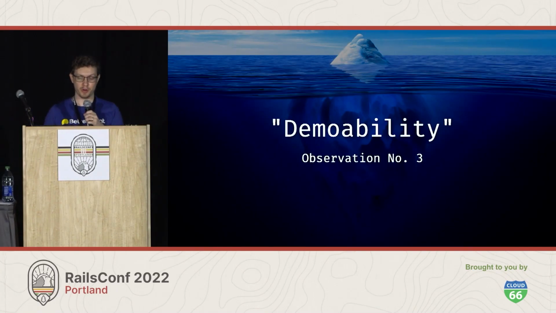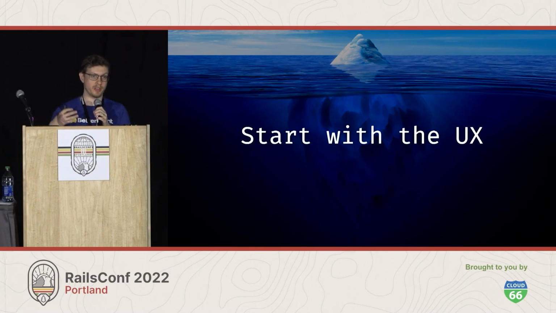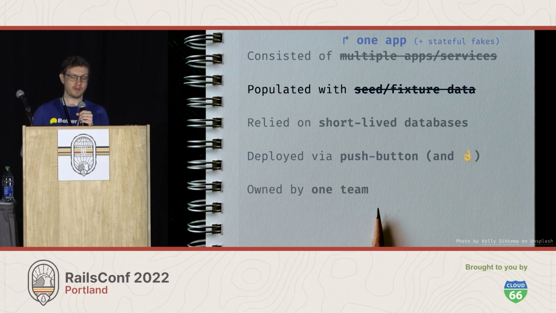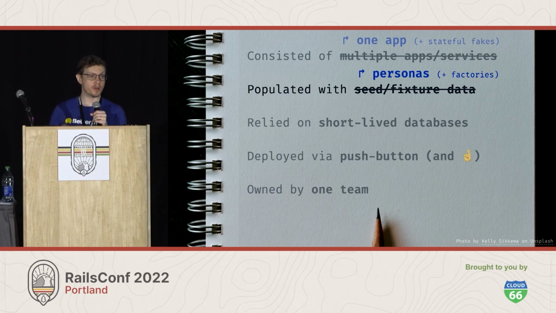And so we had another iceberg reveal. This time, the takeaway was that we needed to start with the user experience and work backwards from there. Our first demo environment was built on the faulty assumption that the login page was the right user experience. And by rethinking that assumption, we were able to do away with seeds and fixtures in favor of the new personas framework, powered by factories.